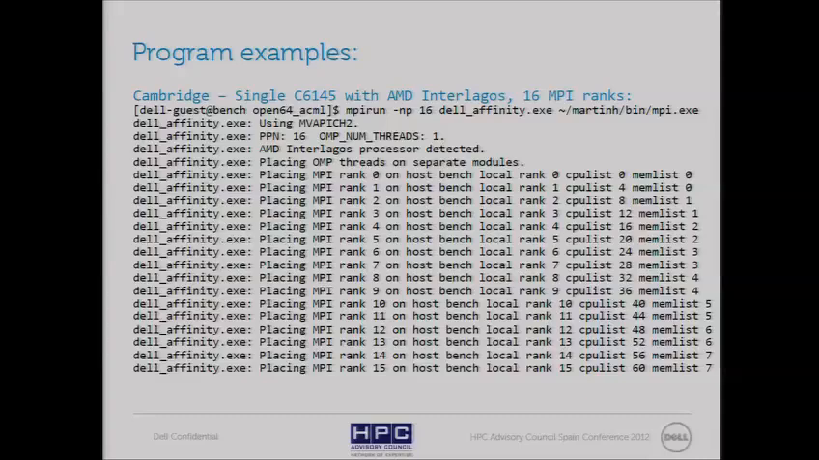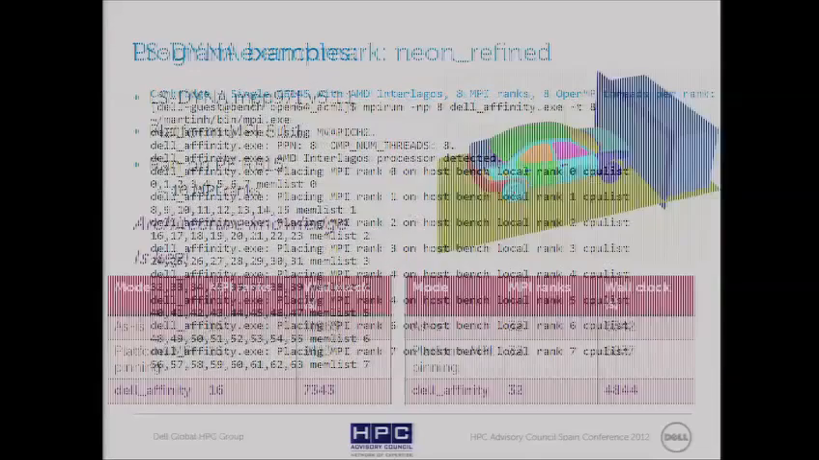Interlagos processor and then places the OpenMP threads on separate modules, just to make maximum usage of the bandwidth and the resources on a module. Because in case of AMD, the instruction decoder, for example, is also shared. So here you have maximum execution bandwidth available.